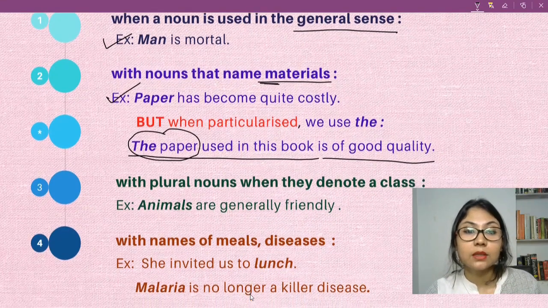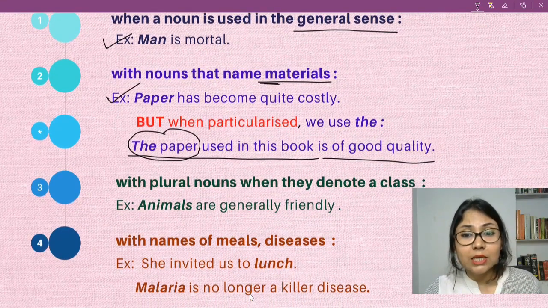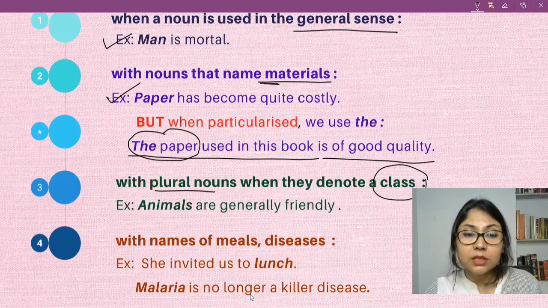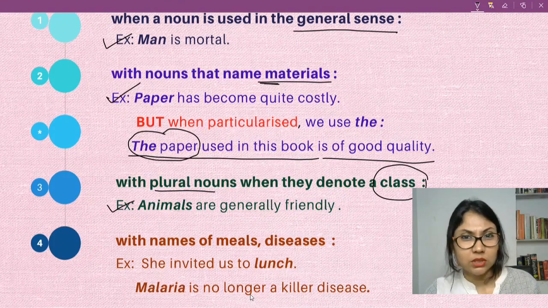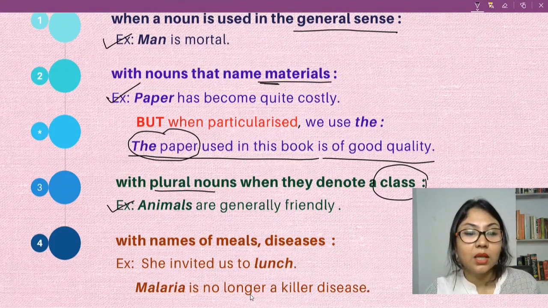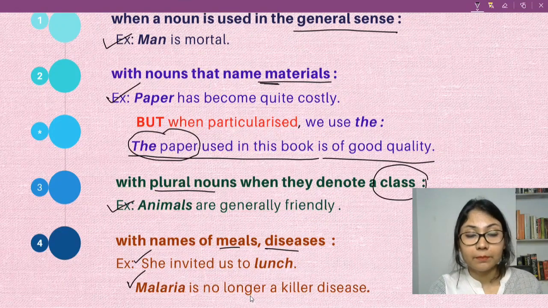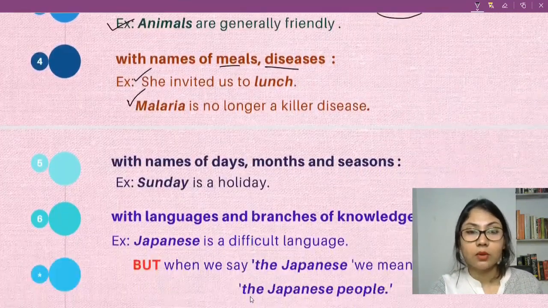Alright. Next. With plural nouns when they denote a class. You use no article with plural nouns when they denote a particular class. Animals are generally friendly. Or should I say animals are always friendly? Isn't it? Okay, the next example. With names of meals, diseases. Example, she invited us to lunch. Malaria is no longer a killer disease. So you don't use the with them or a or an, whatever.